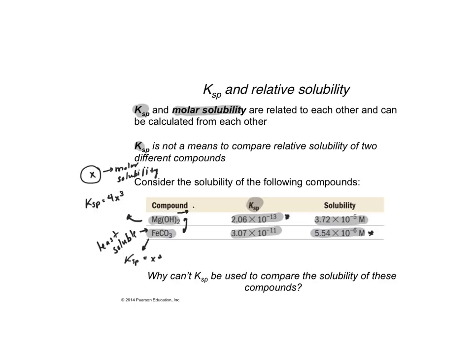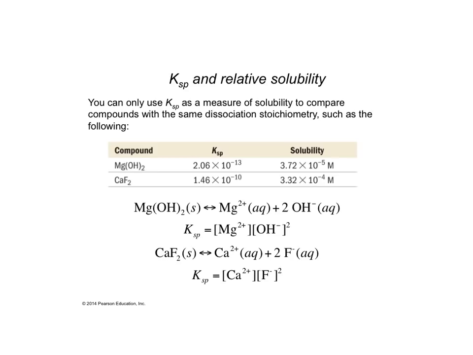We get essentially 3 ions that come out of this one, whereas we only get 2 ions that dissociate in this one, okay? All right, so you can't necessarily use KSP as a measure of the solubility when you're comparing two compounds if they don't have the same reaction stoichiometry. If they do have the same reaction stoichiometry, then you can use the KSP value to determine who is the more soluble of the two compounds, or who is the least soluble of the two compounds.